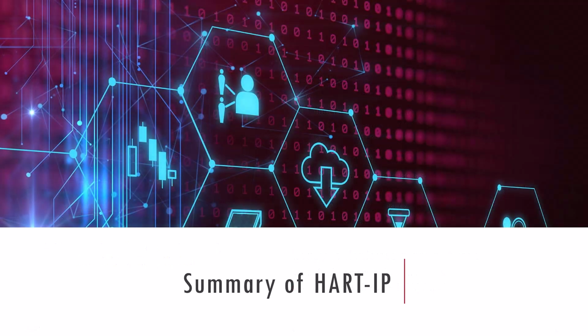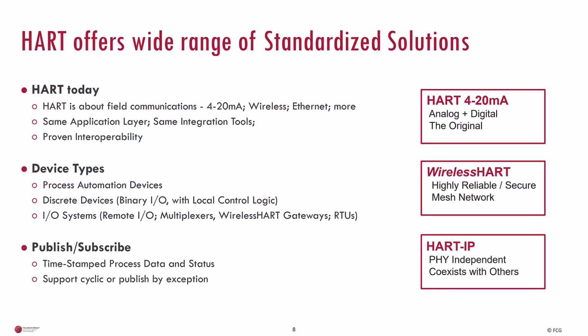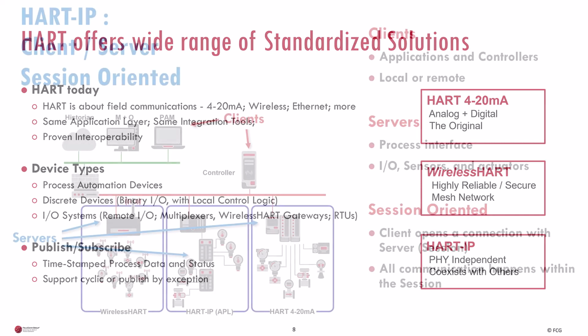Now let's look at a few details of HART-IP itself. Let's take a moment to talk about HART in more general terms first. HART's really about field communications. And we do support a number of different technologies: the original current loop, wireless HART, and HART-IP. But they all use the same application layer, the same tools. They use the same paradigm, so if you're used to using a current loop device, the kinds of things you go about to do it are the same no matter what the other ones are as well. And this commonality of paradigms and application layers is really central to what makes HART so powerful.